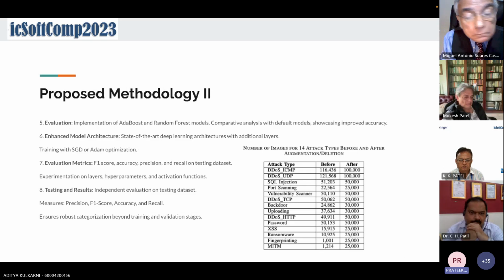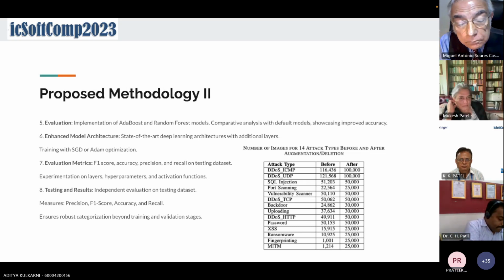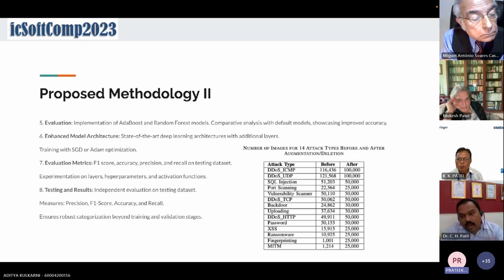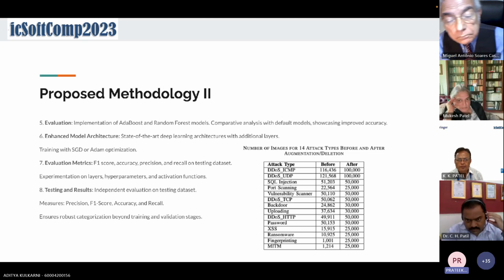After having a data balance, we proposed a deep learning architecture using four models. So four deep image classification models: ResNet, DenseNet, VGG16, and Inception V3. As you can see from the table here, we have the before and after sample image count after we performed the GAN augmentation. For our evaluation metrics, we have used F1, accuracy, precision, and recall, and various hyperparameter experimentations as well, which will be discussed in later slides.